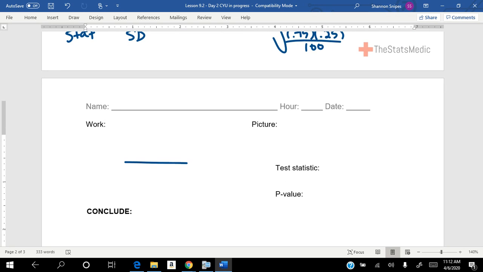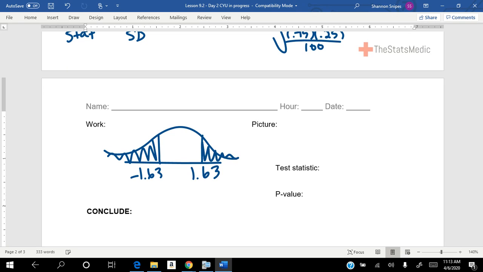So we're going to draw our picture. Negative 1.63 and 1.63. Now remember, this is two-sided. So it said that we wanted to find, is this restaurant chain, is their employees' proportion different than the national claim of 0.75? So we have to look greater than or less than. So we have to make sure we're doing both sides.